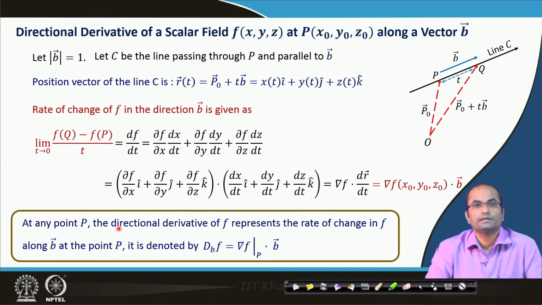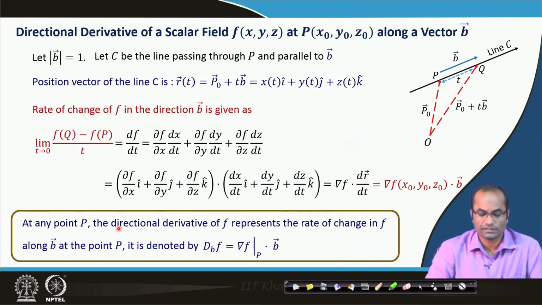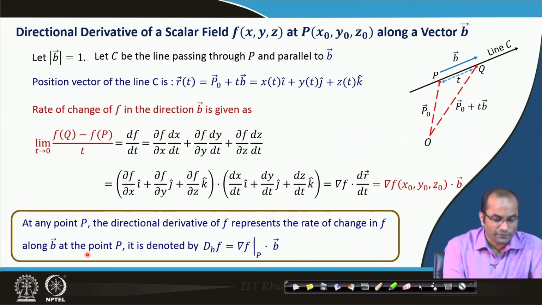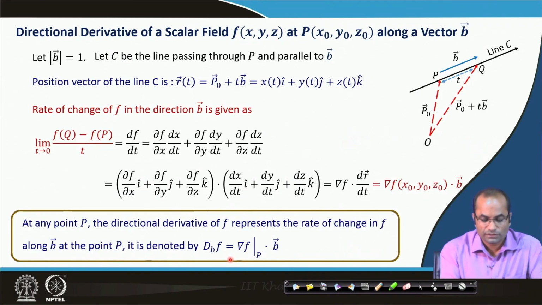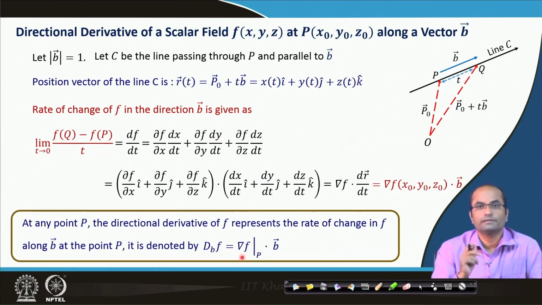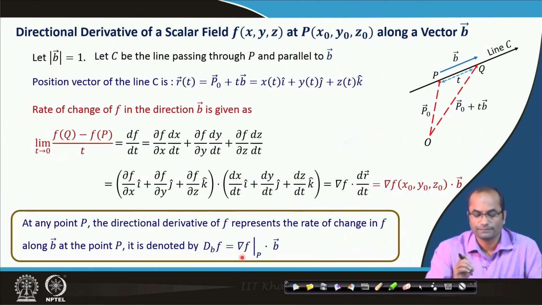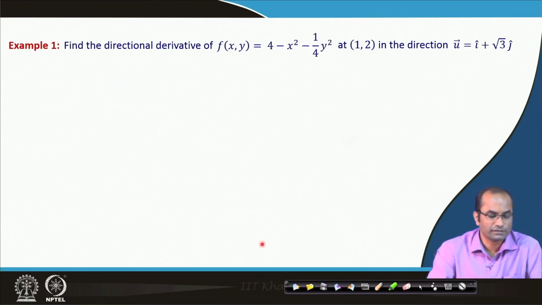the rate of change in the direction of this b. So, at any point the directional derivative of f represents the rate of change in f along b at the point p, and this is denoted by D_b f, and it can be computed as the gradient of f evaluated at the point p and its dot product with the unit vector b. So, we will go for some examples.